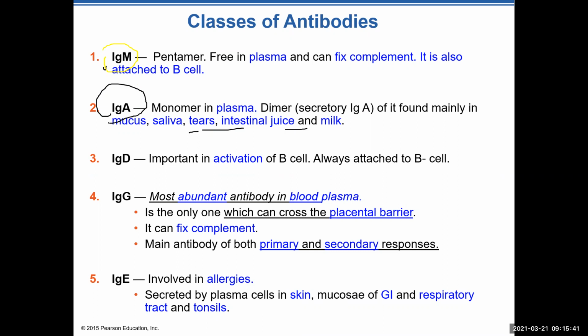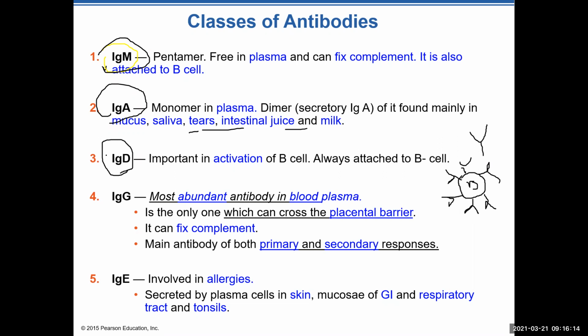Then comes the IgD. Very simple. It acts as a monomer, like this only. And it is found on the B cell. Again, it acts as a receptor on the B cell. If this is our B cell, the antibody which you find on the B cell, which can recognize the antigen, could be either IgD or IgM.